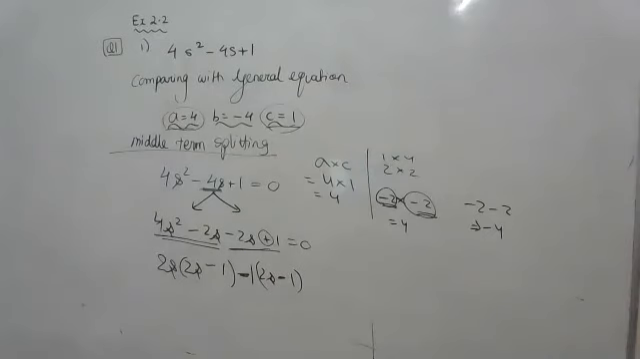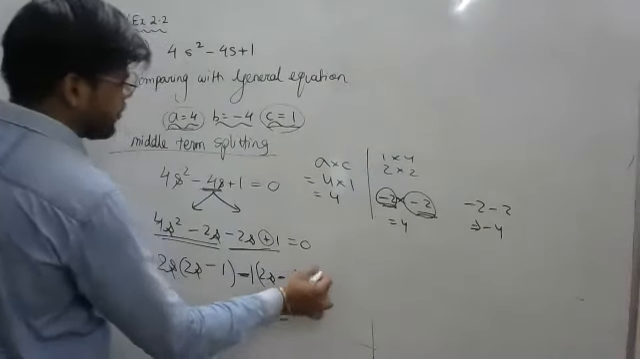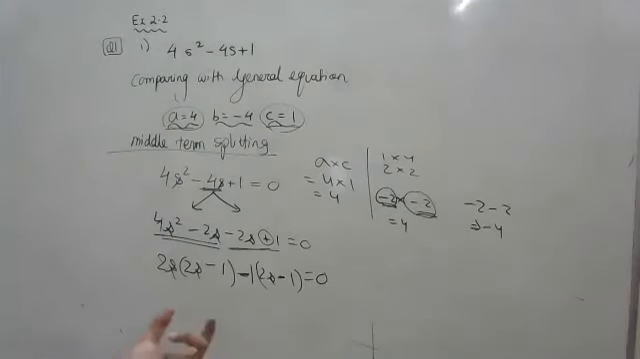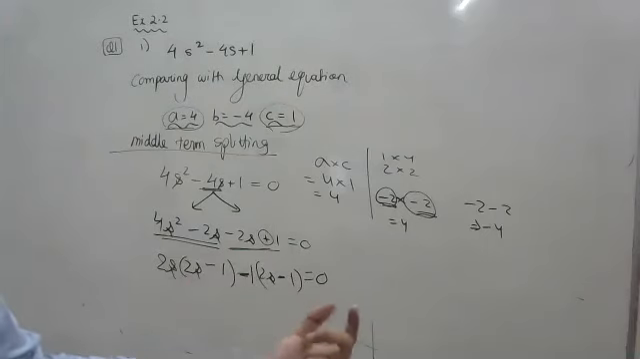Why have we taken out common? Good question. Why are we taking common? So here we are trying to factorize it. Ahmed, we are trying to factorize the question so that when we get two factors whose product is equal to 0, then we can apply this concept.